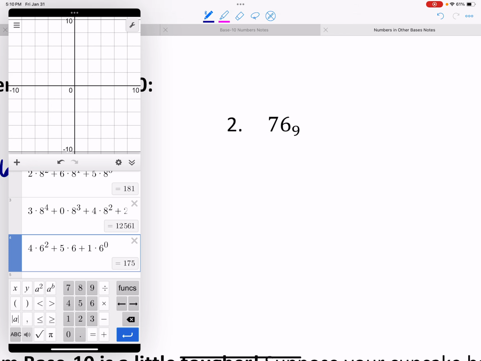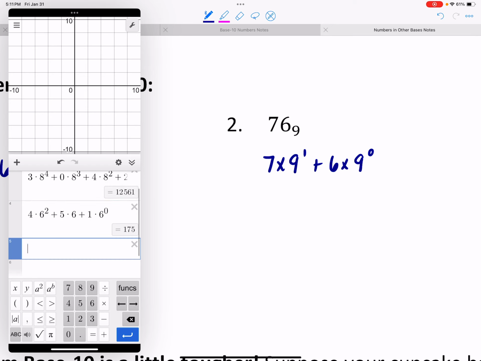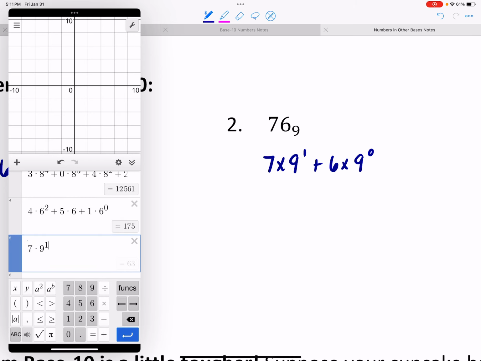76 base 9, again both powers of 9, so 7 times a power of 9 plus 6 times a power of 9. Start at 0, work your way up. Evaluating this, we'll see what we're actually looking at here. So 7 times 9 to the first added to 6 times 9 to the 0. We're looking at 69 as our number. So 76 base 9 and 69 are the same value.